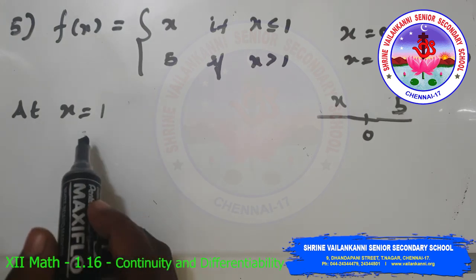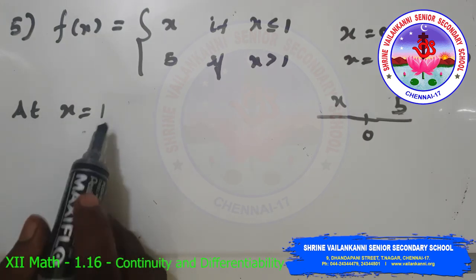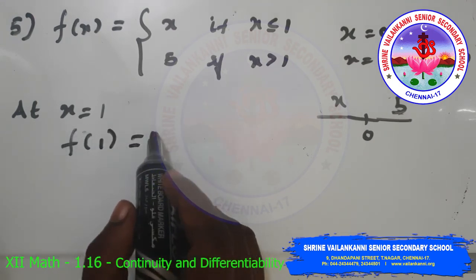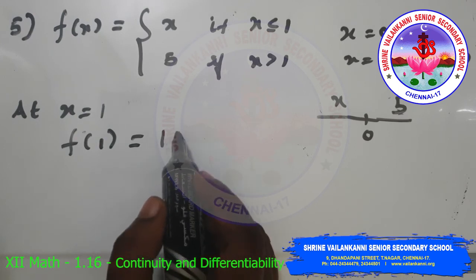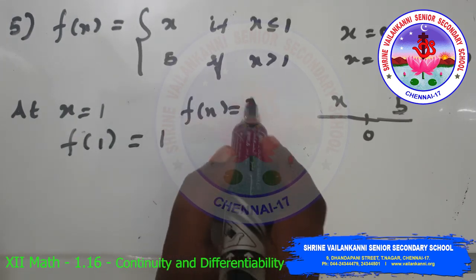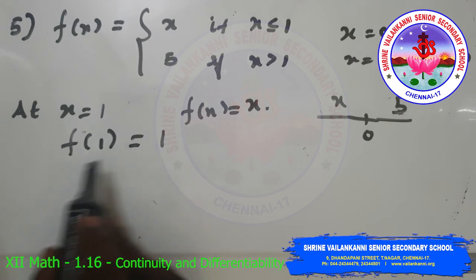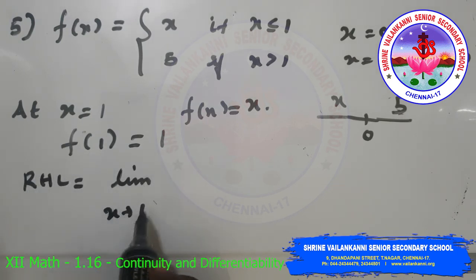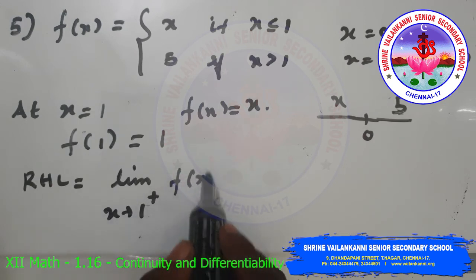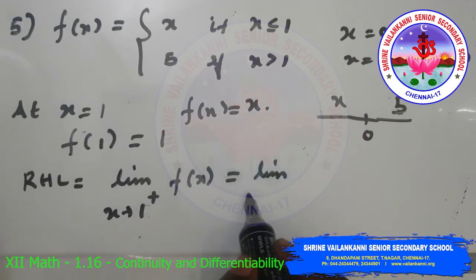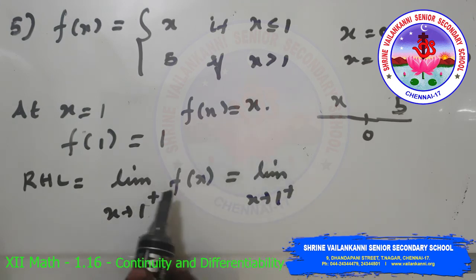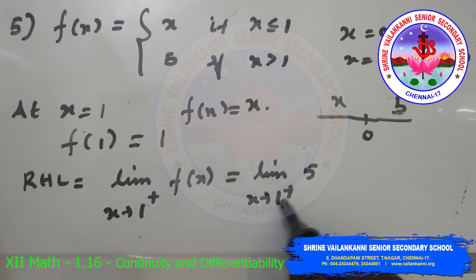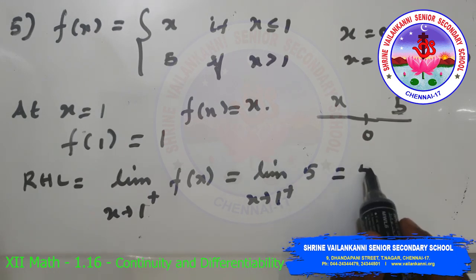Now we have to check the point x equal to 1. So f of 1 is 1, that is f of x equal to x. So f of 1 is 1. Then the right hand limit, which is the limit as x tends to 1 plus of f of x, to the right of 1 the function is 5. So the limit as x tends to 1 plus is 5.